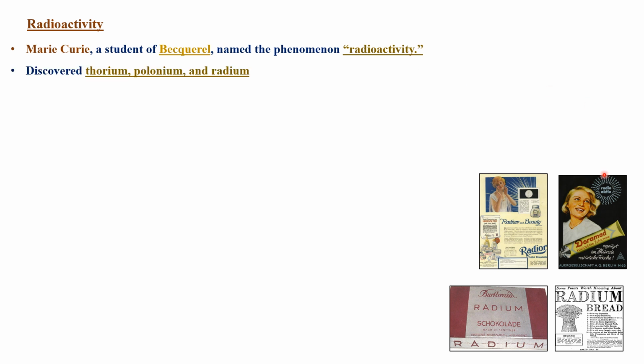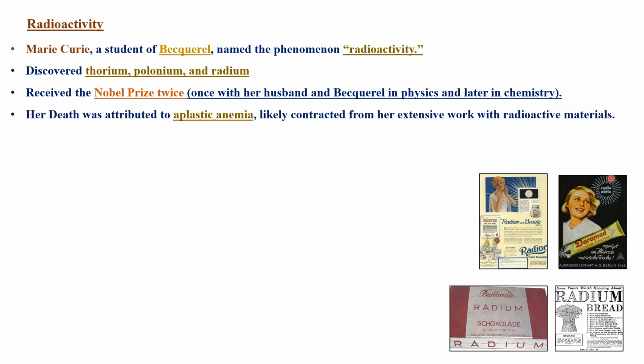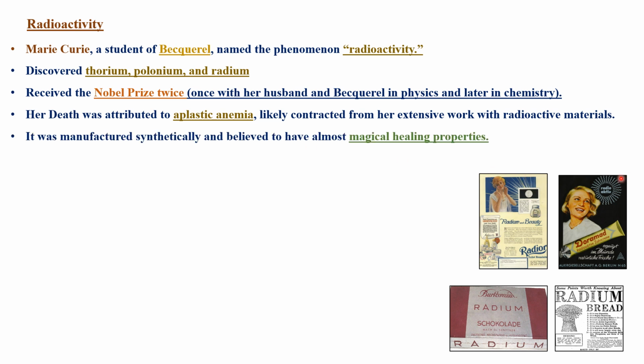So let us first understand what radioactivity is. Radioactivity was first discovered by Madame Curie. She was a student of another scientist called Becquerel. They termed this phenomenon radioactivity. Madame Curie also discovered other radioactive elements like thorium and polonium, apart from radium. She received the Nobel Prize twice, once in physics and once in chemistry. She died because of extensive work with these radioactive materials. She was diagnosed with aplastic anemia.